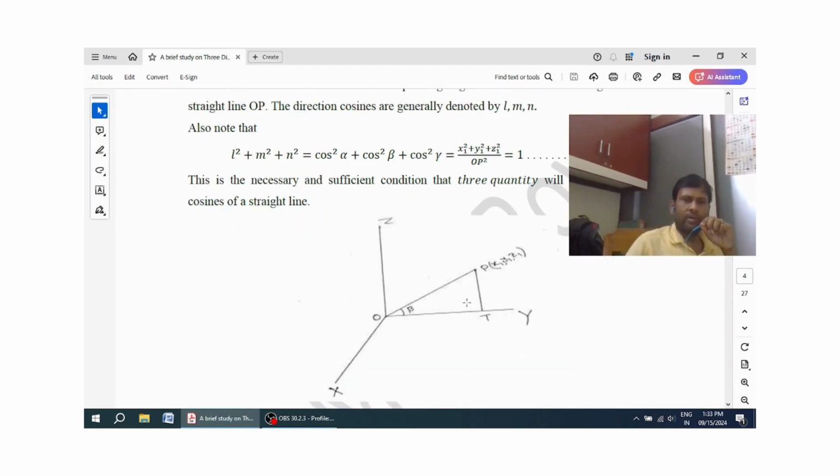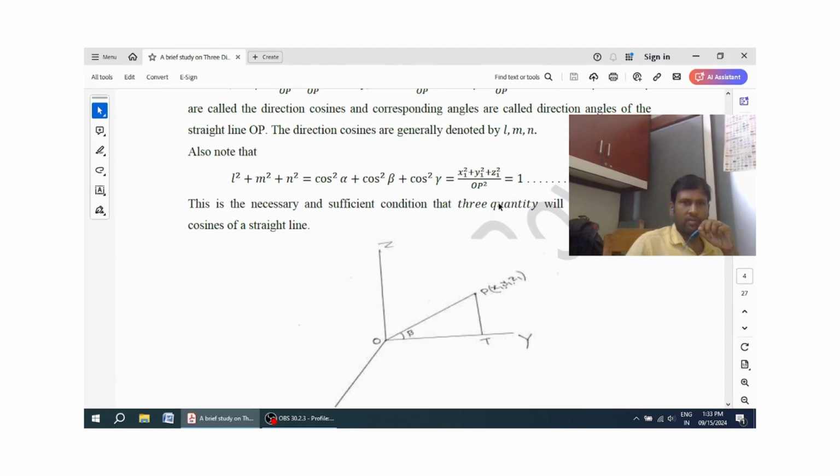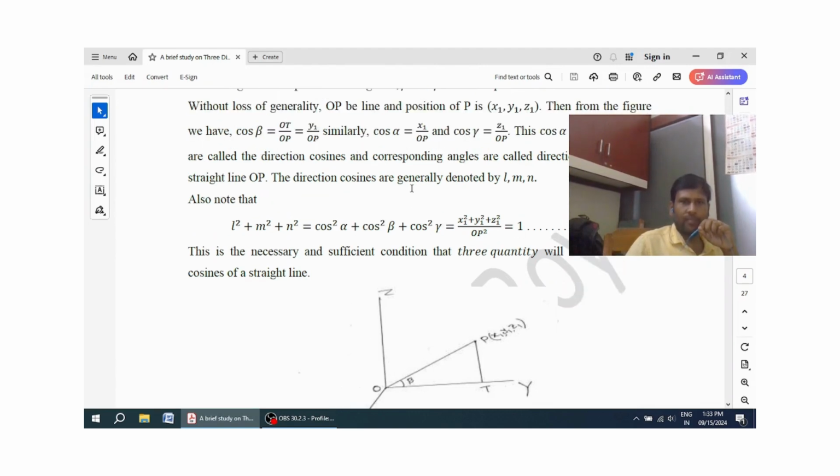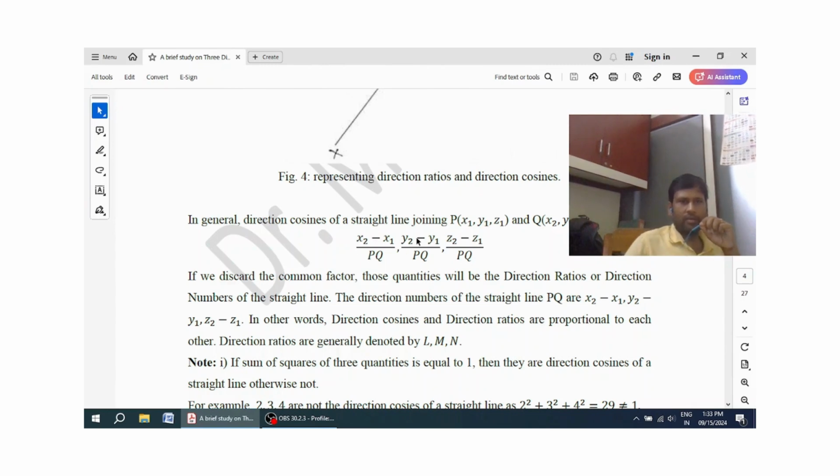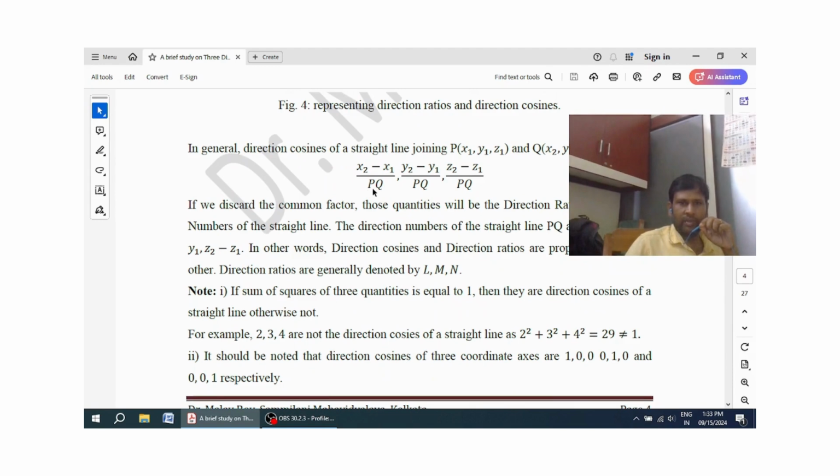In such a way, we can also define the direction cosine along the x-axis and the direction cosine along the z-axis, and if we square and add all the direction cosines, we get a value; see this formula. The direction cosines of the line joining 2 points can be obtained from this formula. And if you discard the denominator, then these will be the direction ratios of that line.